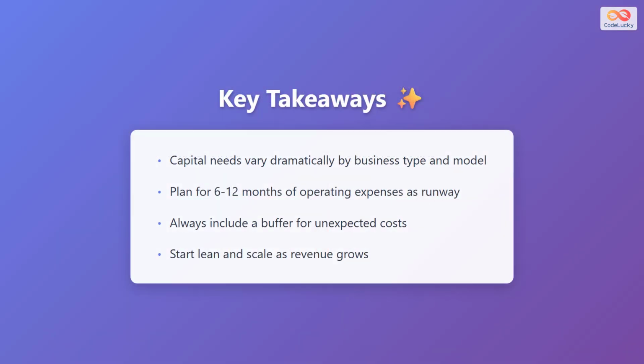Let's recap the essential points. Capital needs vary dramatically by business type and model, so research your specific industry carefully. Always plan for 6 to 12 months of operating expenses as your runway to give your business time to succeed. Include a buffer of 20 to 30% for unexpected costs, because they will happen. And remember, start lean and scale as revenue grows. You don't need to have everything perfect from day one. Many successful businesses started small and expanded gradually as they proved their model and generated cash flow. With proper planning and realistic capital calculations, you'll be well positioned to launch and sustain your entrepreneurial journey.